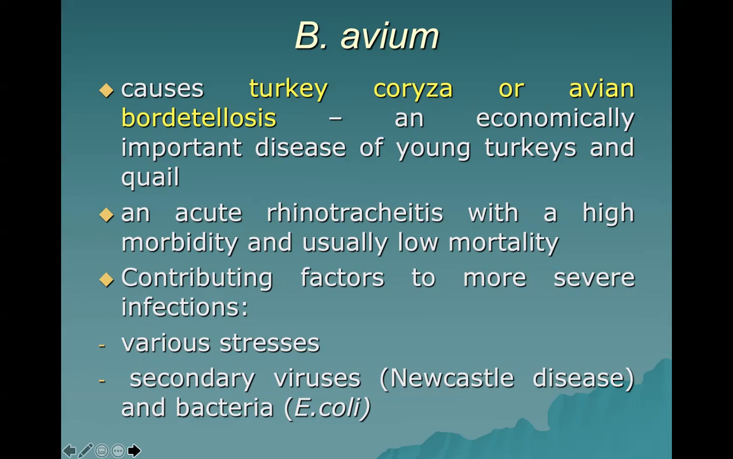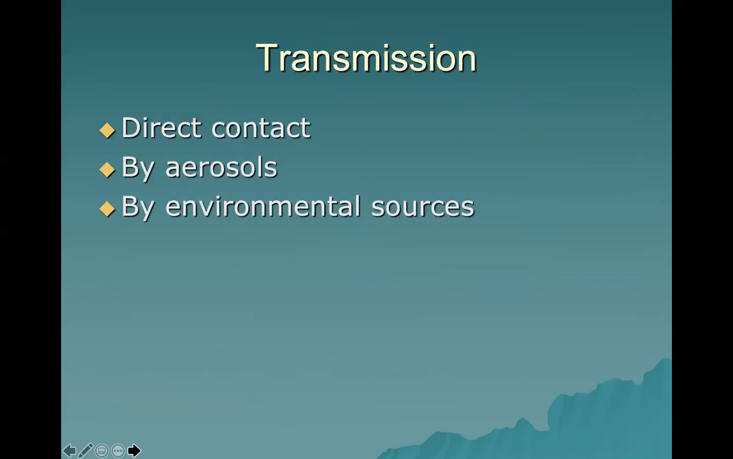Contributing factors that lead to more severe infections are the presence of various stresses and other secondary infections caused by viruses like Newcastle disease virus and bacterial infections like those produced by Escherichia coli, or E. coli. What are the modes of transmission of Bordetella avium? By direct contact, by aerosols, and by other environmental sources.